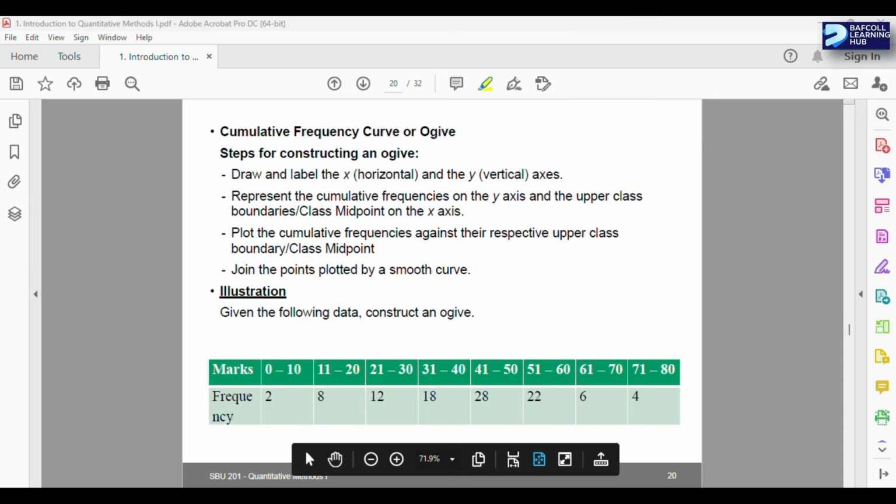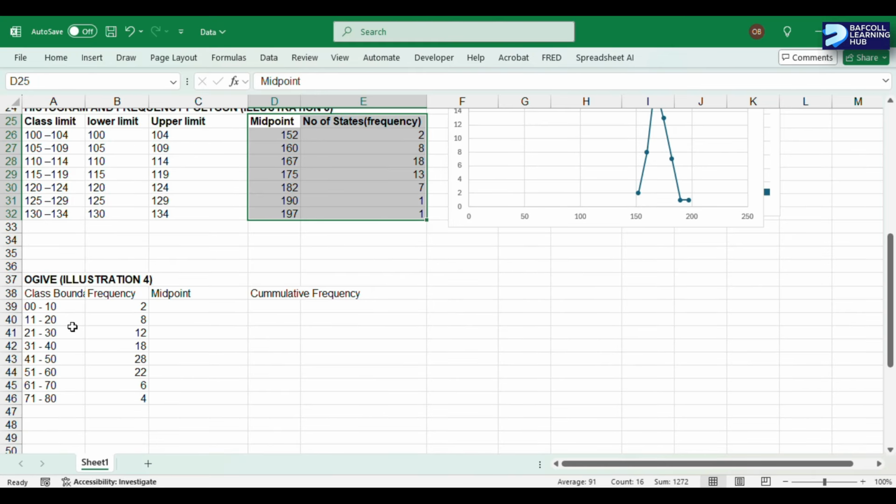All right, so we go straight to our Excel file, and with this data, what we are going to do is compute the cumulative frequency curve. So the first thing we are going to do is compute our midpoints. So with our midpoints, we know that is the upper class boundary minus the lower class boundary divided by 2.